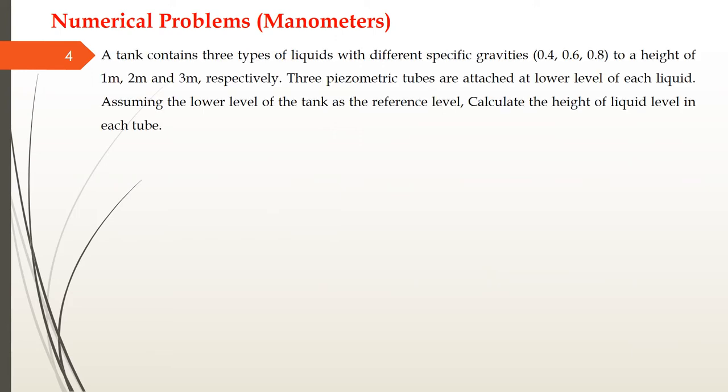Coming towards the first problem, we have a tank which contains three types of liquids with different specific gravities, that is 0.4, 0.6 and 0.8, to a height of 1 meter, 2 meter and 3 meter respectively. Three piezometric tubes are attached at the lower level of each liquid, and we will assume the lower level of the tank as the reference level, and we have to calculate the height of the liquid level in each of the piezometric tubes.